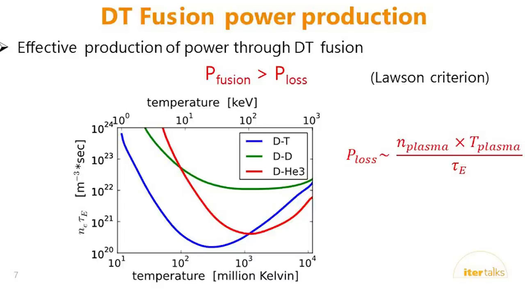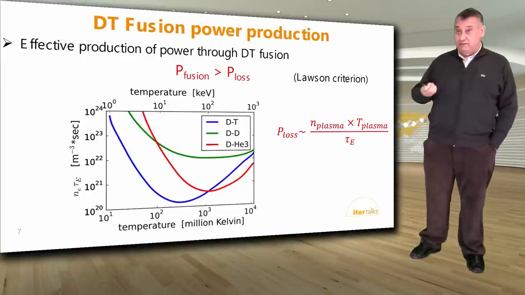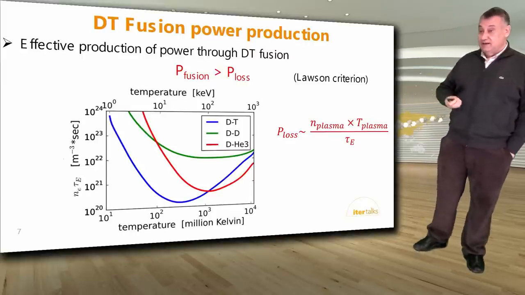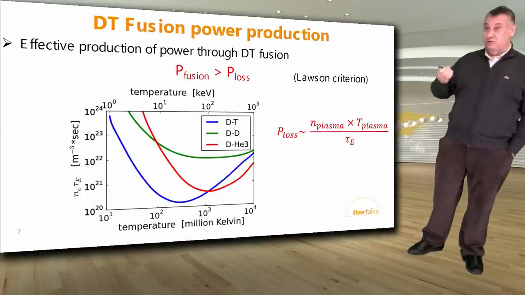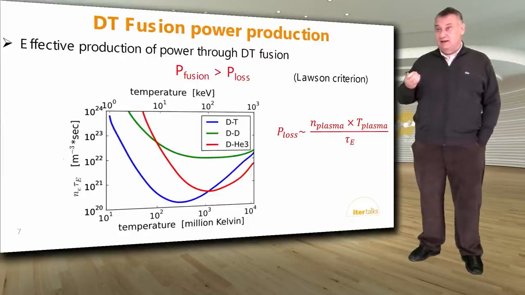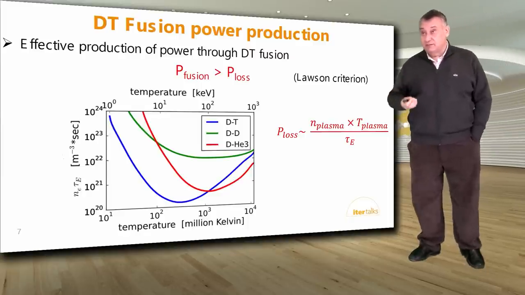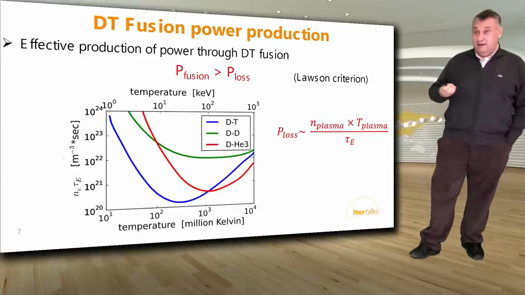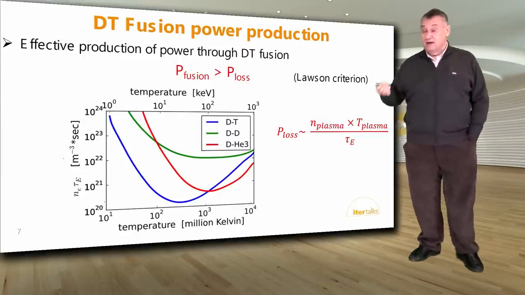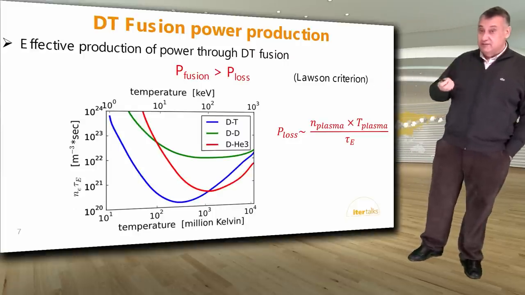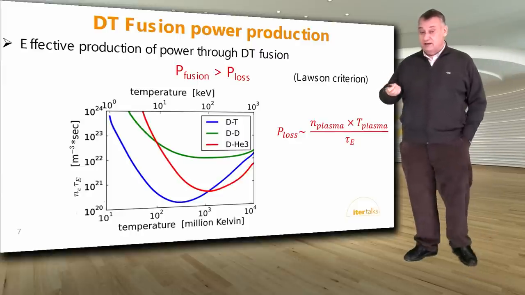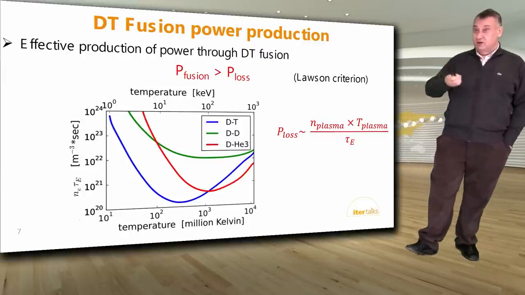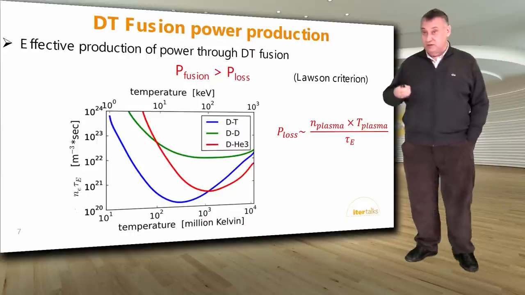These conditions are such that the energy produced by fusion power has to be larger than the losses from this hot gas, which we call plasma, that we have to create to trigger fusion. And this was a criterion developed in the 1950s by Lawson that identified the density of the plasma, the temperature of the plasma that you need to achieve, and the time the plasma has to keep the energy to make this balance positive.